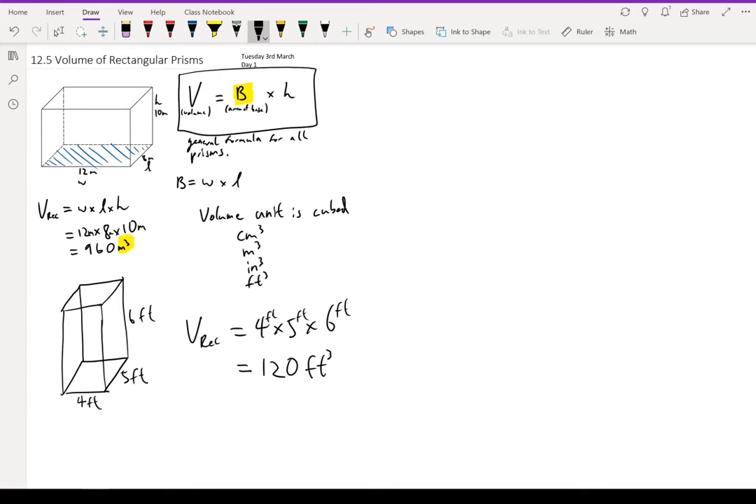Now, what about volume of a non-rectangular prism? So, over here, let me do a pentagonal prism over here, like that. Whoops, that's not nice. Like this. That still doesn't look too good. Okay, like that. That seems okay.